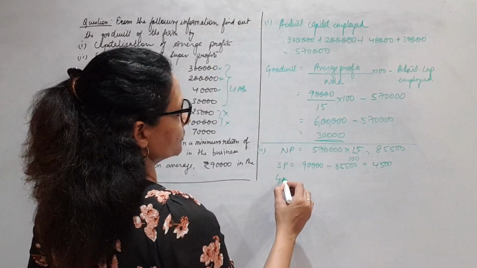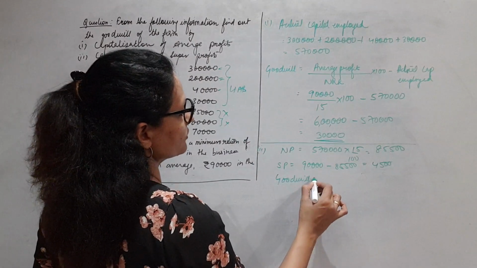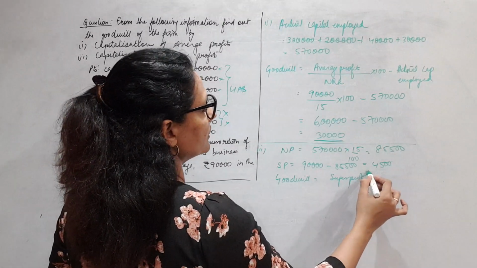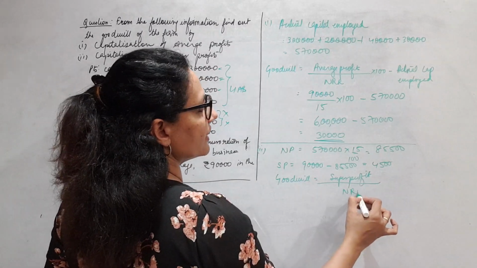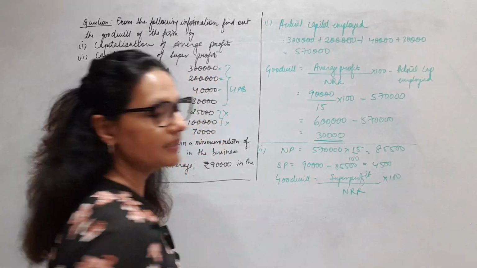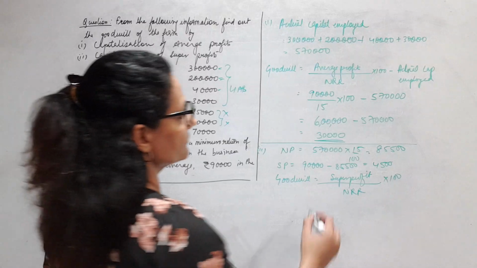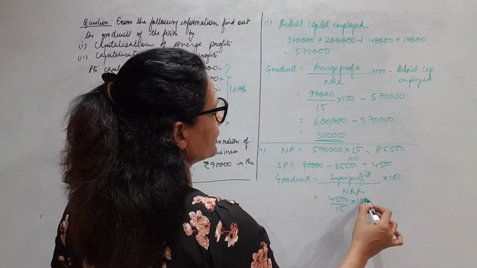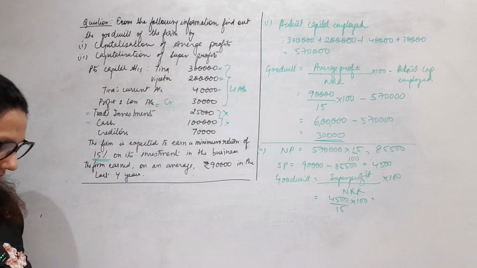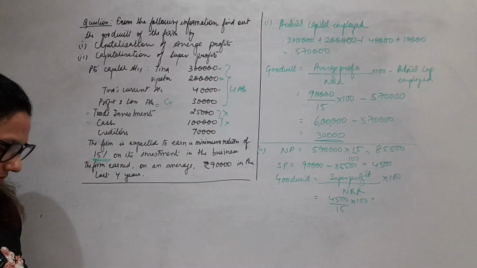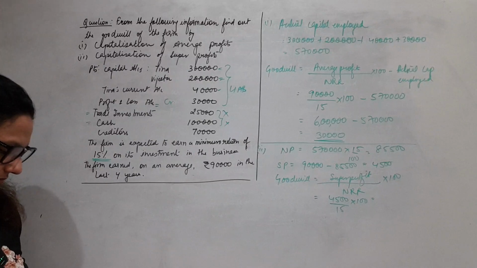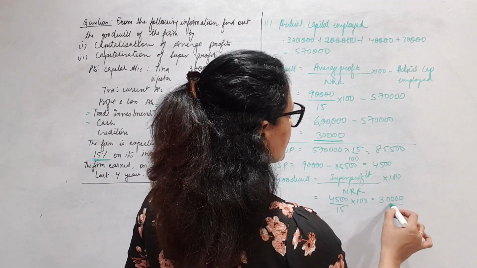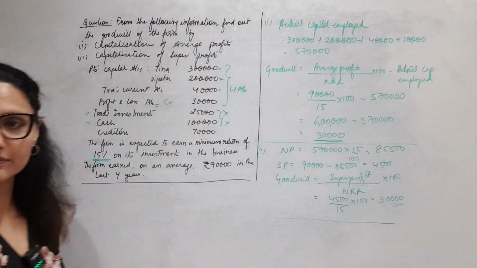Now, if I find out goodwill using capitalization of super profit, come on, what is the formula? Super profit by NRR into 100. Capitalized value of super profit. So, 4,500 divide by 15 into 100. Okay, let's see. 30,000 again. So again you have got the same answer.